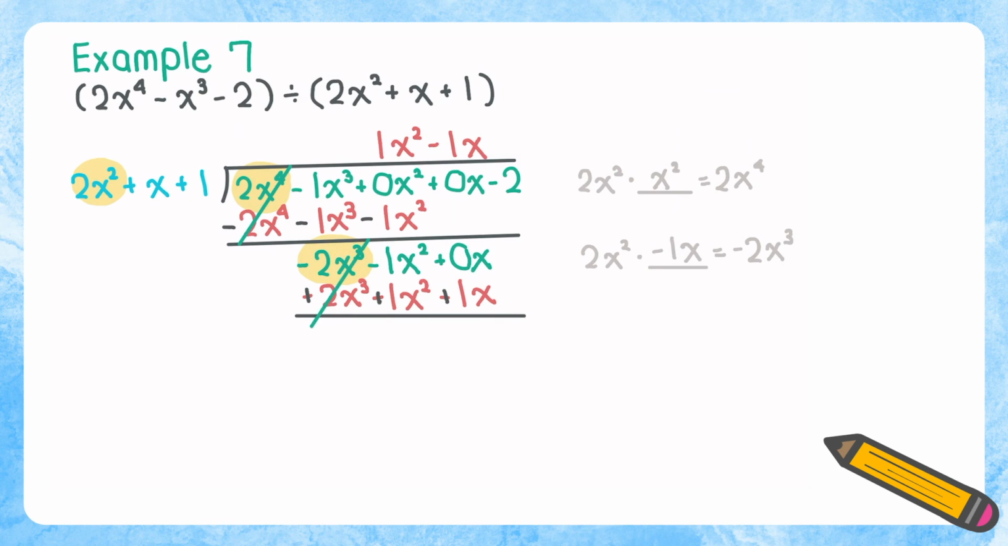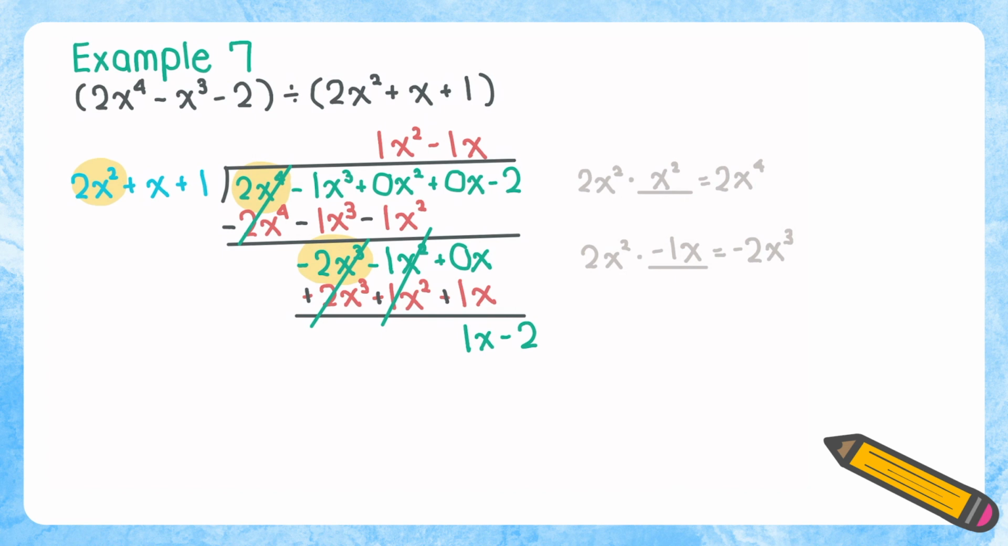And then I'm going to switch the sign of each term. The first part cancels out. Notice here, negative 1x squared plus 1x squared also cancels out, and I'm simply left with a positive 1x. And then I pull down the minus 2.